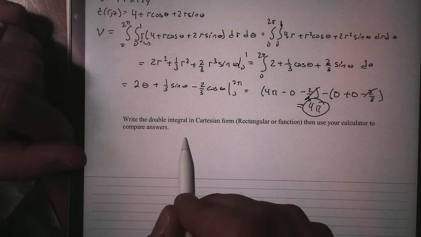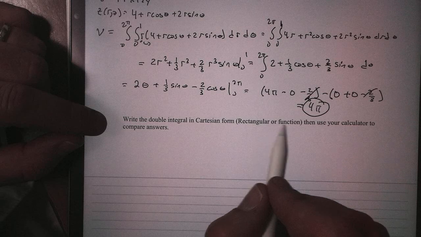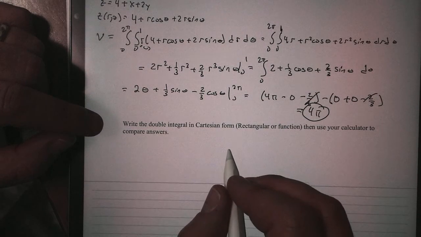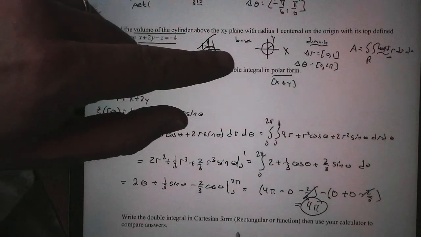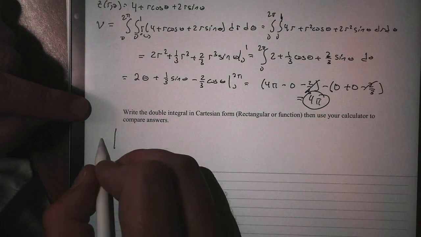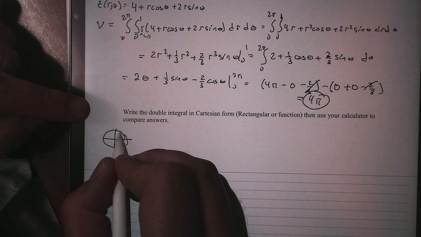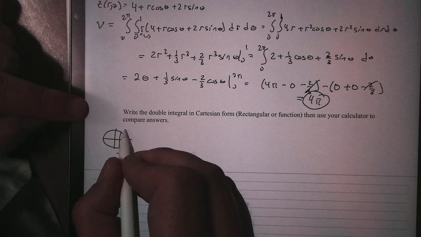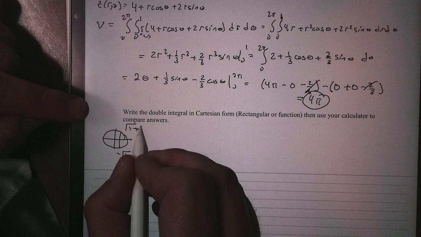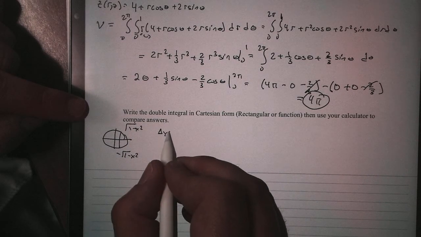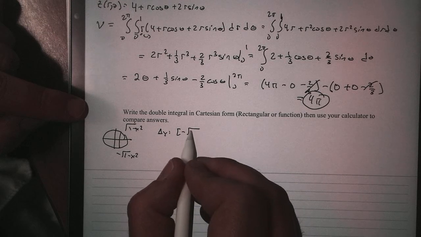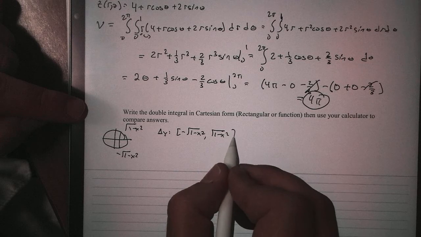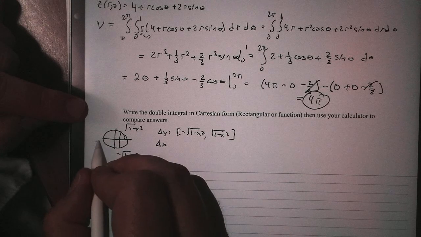We want to write a double integral in Cartesian form, and then use your calculator to compare answers. So in Cartesian form, what would this look like? If I start off with my unit circle, this is negative square root of 1 minus x squared, and this is positive square root of 1 minus x squared. So my change in y goes from negative square root of 1 minus x squared to positive square root of 1 minus x squared, and my change in x goes from negative 1 to 1.